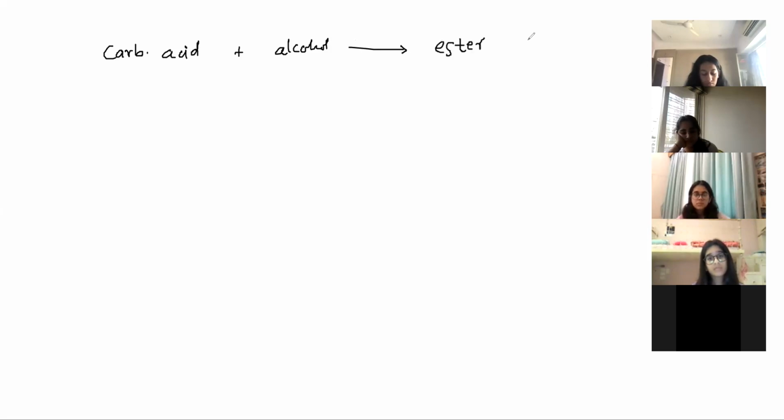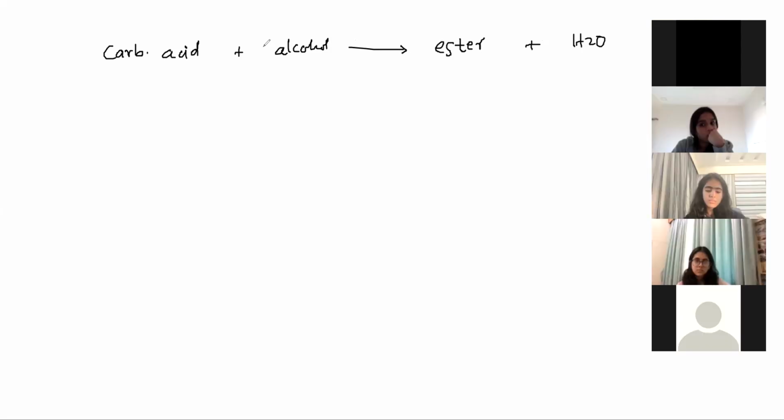Now we'll learn one more reaction in this. Carboxylic acid plus alcohol. When a carboxylic acid reacts with an alcohol, it gives you a compound called ester, plus water. Ester plus water. Now let's see these reactions. You should know how the ester is formed, how to decide the structure of the product, the name of the ester, etc.